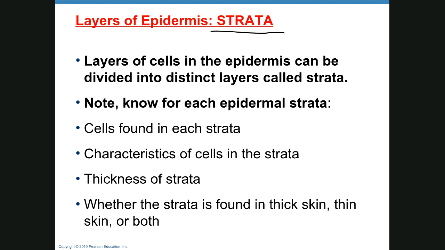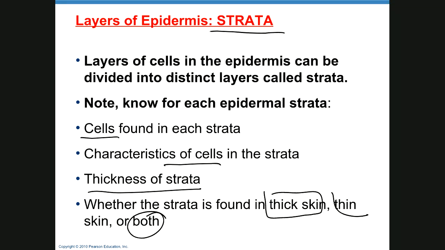And as we go through the strata, you need to note the cells found in the strata, the characteristics of the cells, the thickness of the strata, and whether the stratum is found in thick skin only, thin skin only, or both. And most of the strata are going to be found in both thick and thin skin. So let me show you what we mean by thick and thin skin. I'm going to skip to a PowerPoint that's a little bit below that shows you thick and thin skin.